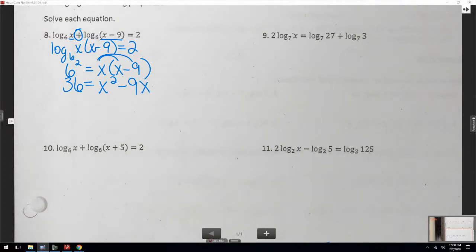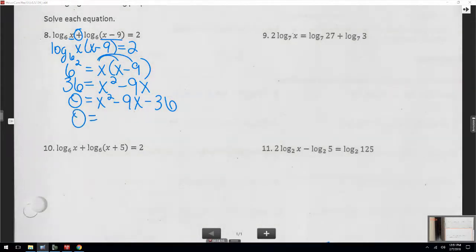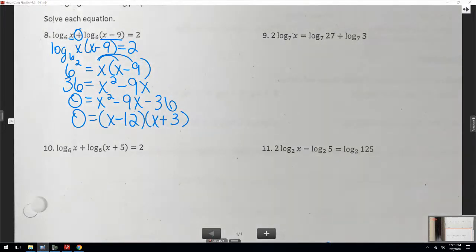And now it's still just like your test. Subtract it. There you go. Now what are the factors of 36? Negative 12 and 3. Oh, negative 12 and positive 3. I'm sorry, I was thinking you said negative 3. You were right. All right, so what are my two answers? 12 and negative 3.